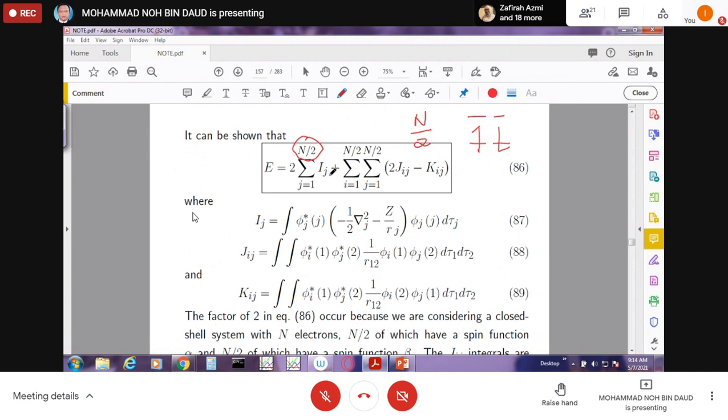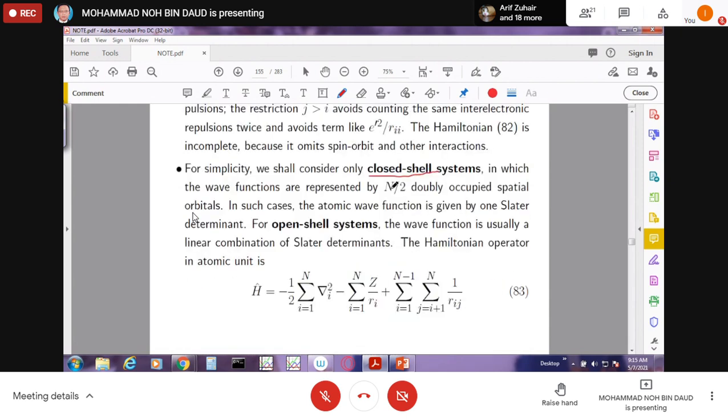Now this energy here, you can see we have 3 components of energy. This is the hydrogen-like orbital energy, with the Hamiltonian operator: the kinetic energy of 1 electron and the interaction energy between electron and nucleus. This is H0, the hydrogen-like Hamiltonian.